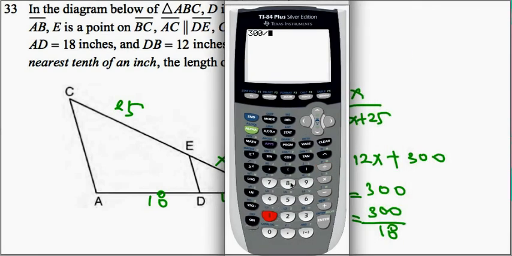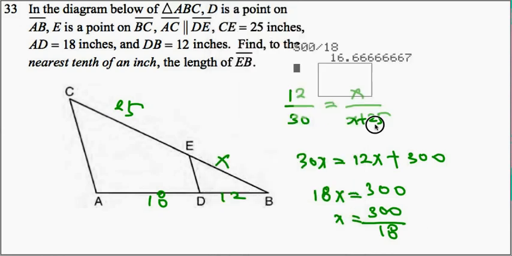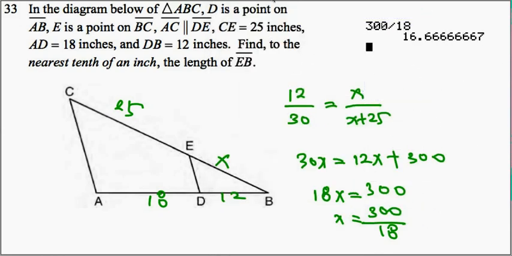(300/18). So therefore our answer must be 16.7. That becomes our answer.